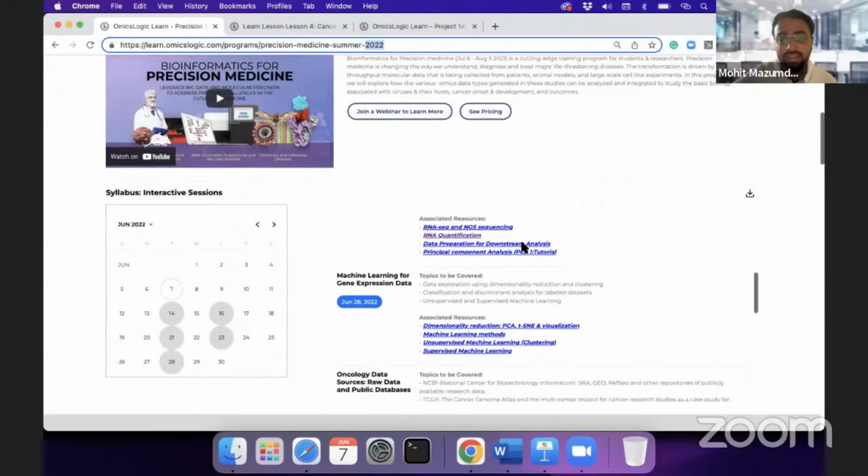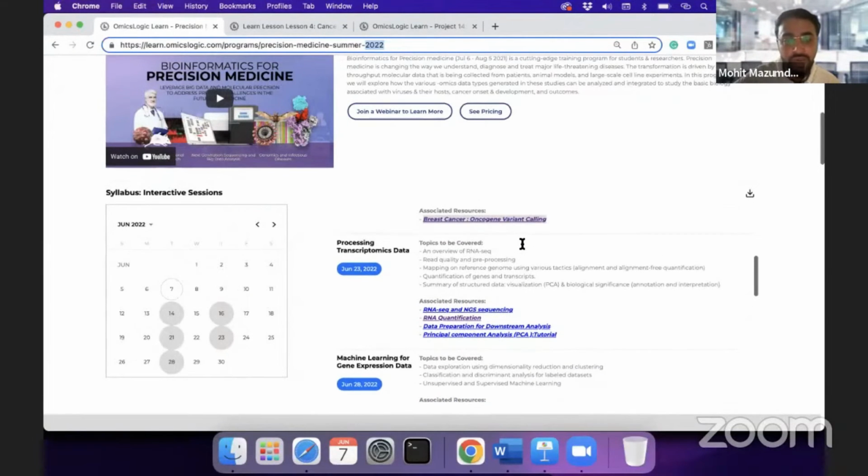Followed by that, we have a session on 23rd, which describes transcriptomics data analysis. Because when we are talking about precision medicine, we are describing how different types of data help in understanding how we can come up with a solution strategy which is much more personalized and helps in finding those answers within small cohorts. So here we are looking at gene expression data.